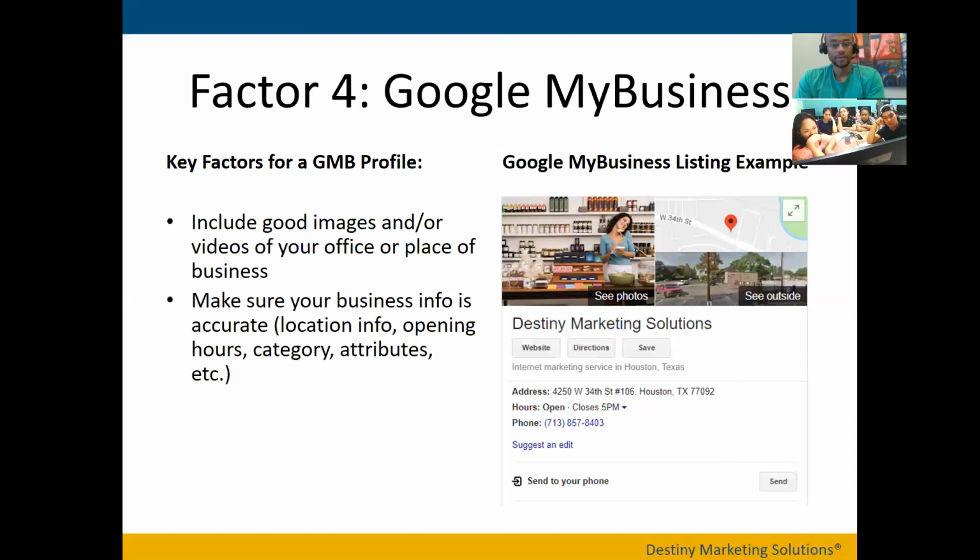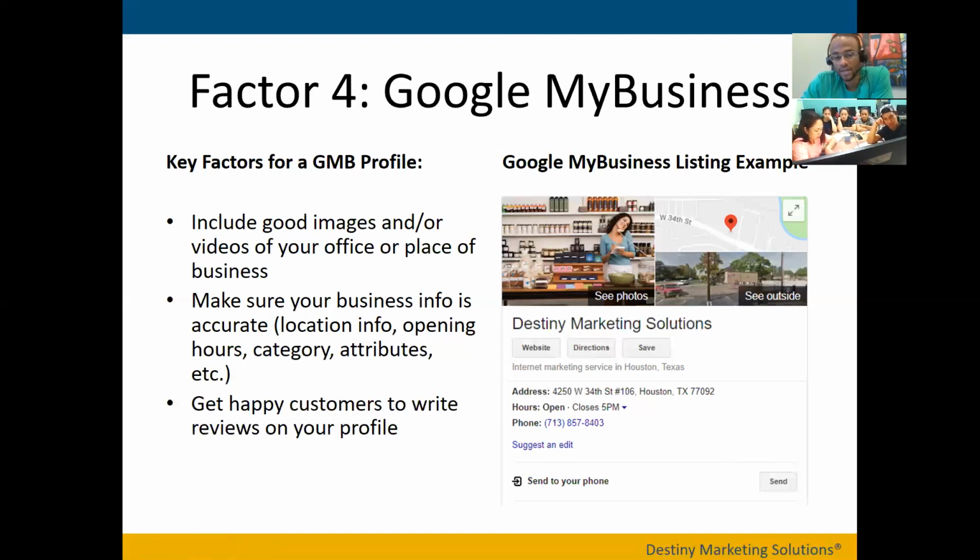So we already talked about this in a few slides before, but you want to make sure that your business information is accurate. That includes your address, your opening hours, and your business category. Your category and your attributes will vary depending on the nature of your business. And you want to get happy customers to write reviews on your profile.